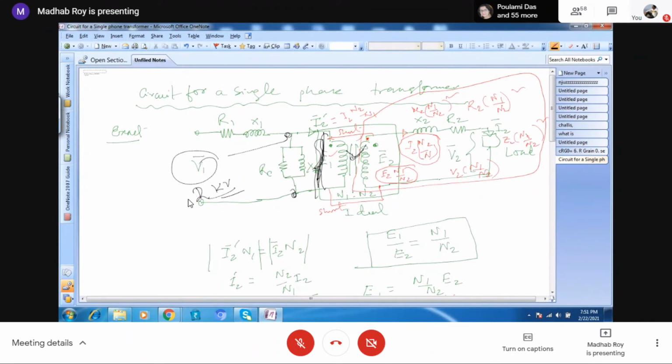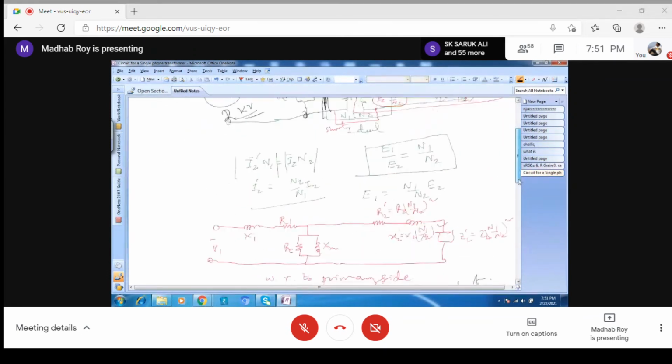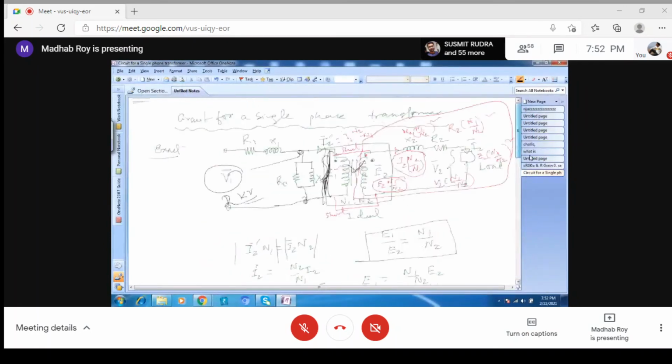Got it? Yes, sir. So it's not feasible basically. That's why some leakage flux must be there, although the leakage flux can be minimized. So one basic question is, what do we have to do? We have to do the leakage flux minimization. Suppose I have drawn one leakage flux like this. It is going through like this, this is called the leakage flux.